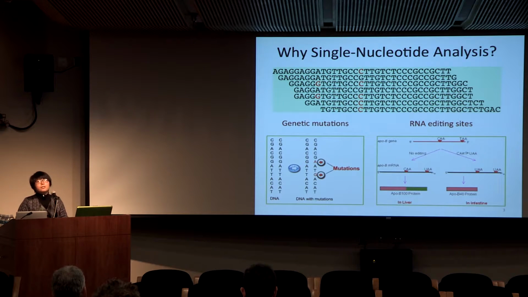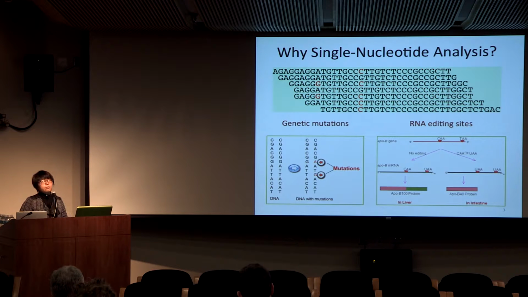Another type of single nucleotide variant would be RNA editing sites. This has been in the spotlight in the past couple of years only, so it's a relatively new area. RNA editing is a post-transcriptional process where, after transcription, enzymes come in to edit the RNA nucleotides. The most prevalent type of RNA editing is A to I editing, or A to G editing, changing an A nucleotide to a G nucleotide in the RNA.